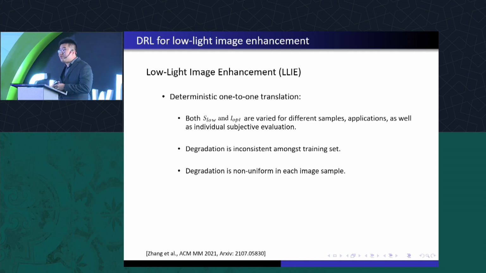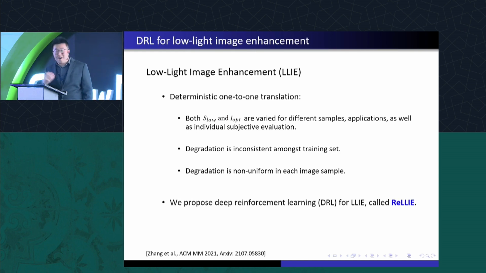Because in some training data, the low illumination images may be much darker than the other ones. So you don't have consistent degradations in the training data. Having made these observations, we propose to not do this in one step. The idea is to use something like reinforcement learning to do this restoration progressively and treat everything as a Markov decision process, right?